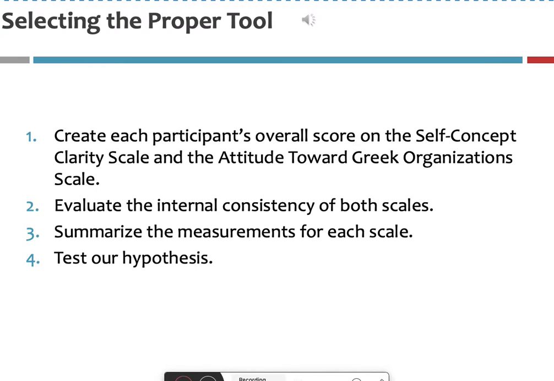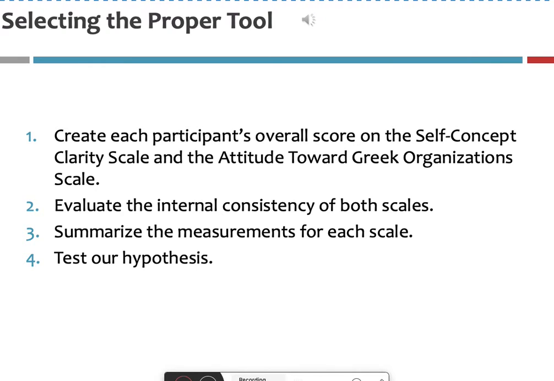So now that you've collected your data, what are the tasks that you need to do during your data analysis? As a reminder, this is correlational research. Once you've developed your surveys and given people your surveys to complete, what you do next is really critical in the correlational design. I give you a number of surveys. I then want to create participants' overall score for each of the measures in my survey. So I have three sets of data: one for the self-concept scale, one for the attitude toward Greek organizations scale, and one related to people's interest in Greek organizations.